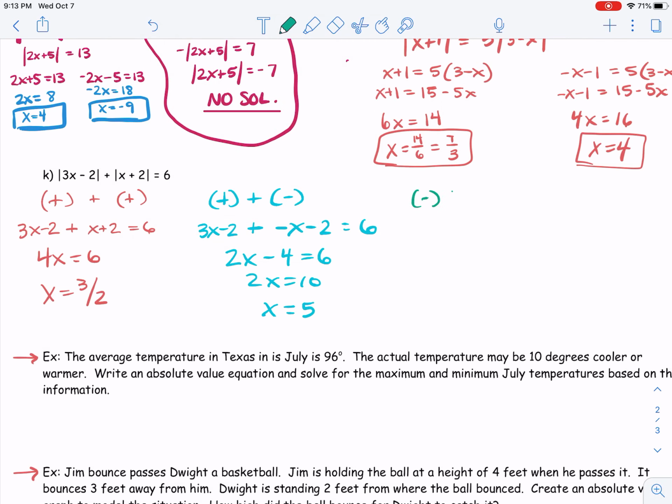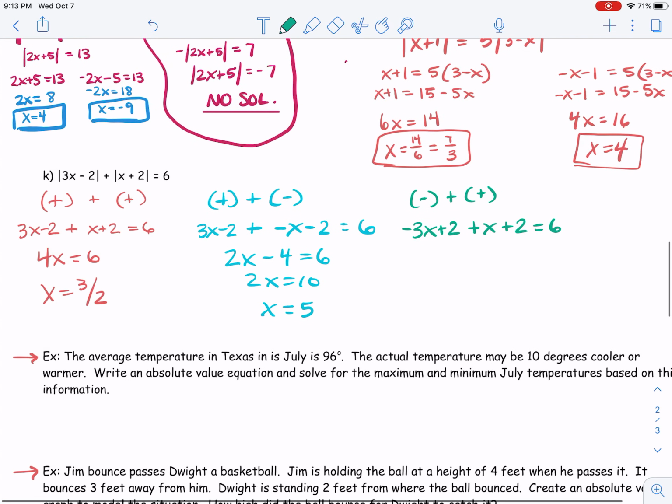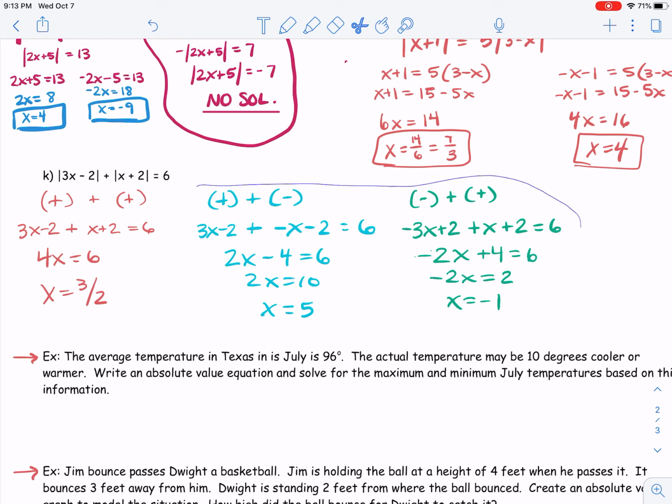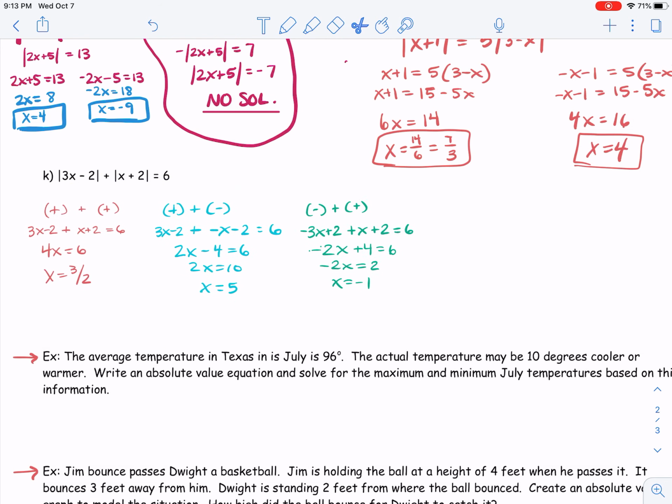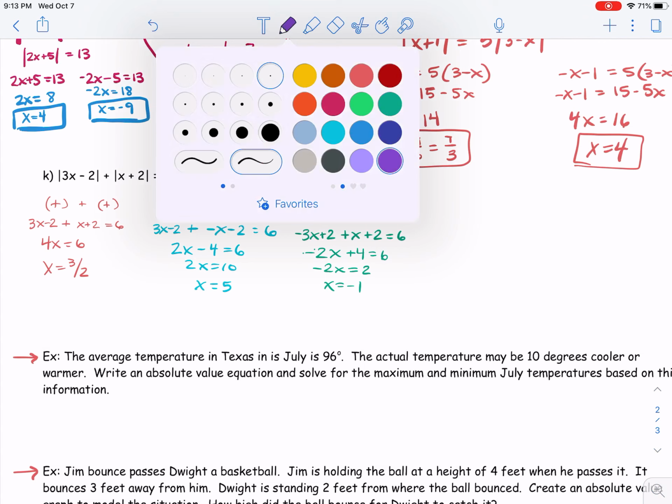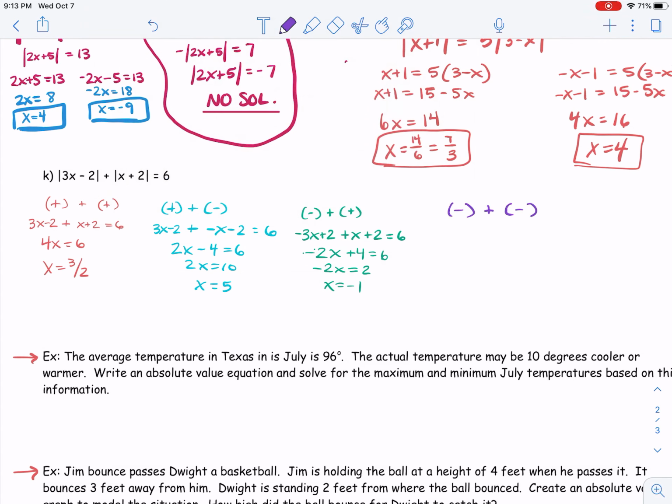And then I could have negative plus positive, which is going to be negative 3x plus 2 plus x plus 2 equals 6, which means that would be negative 2x plus 4 equals 6. So negative 2x equals 2, which means x is negative 1. And then we could also have, I'm running out of space, negative and negative. So that would be negative 3x plus 2, technically plus a negative x minus 2 equaling 6. So that would be negative 4x equaling 6. So that would be x is equal to negative 3/2.